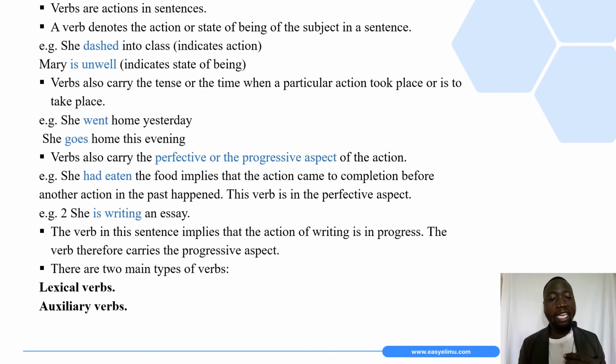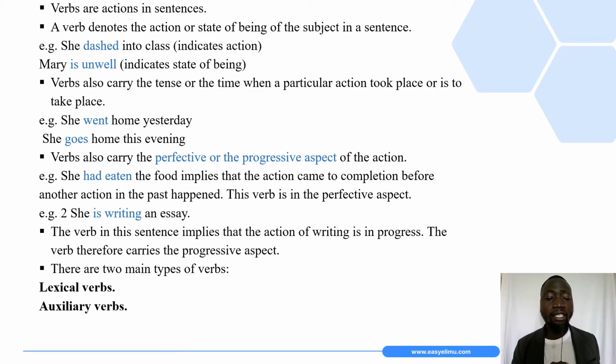Then consider this second example. She is writing an essay. She is writing an essay. So is writing is our verb there. So the verb in this sentence implies that the action of writing is in progress. So it is something that is still continuing. So the verb therefore carries the progressive aspect.